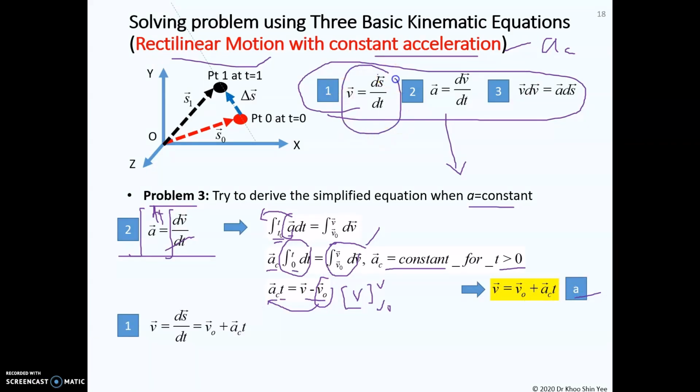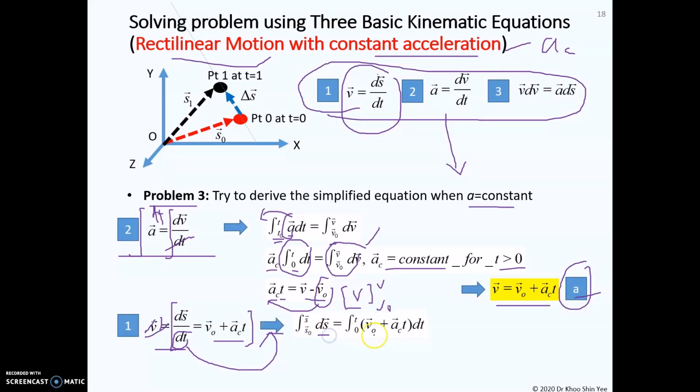From equation 1, you have v equal to dx over dt here. And from equation A, you have v equal to v0 plus ac t here. So with that, we focus on this component. Let's take dt to the right hand side. You should obtain dx equal to v0 plus ac t dt.